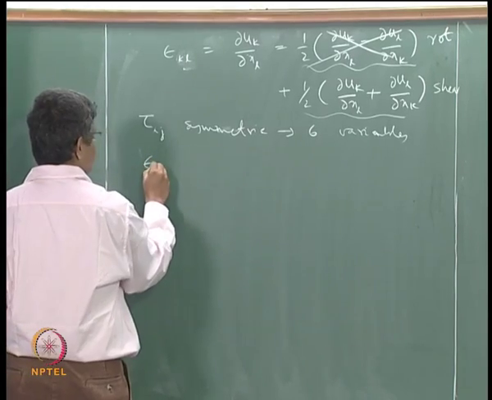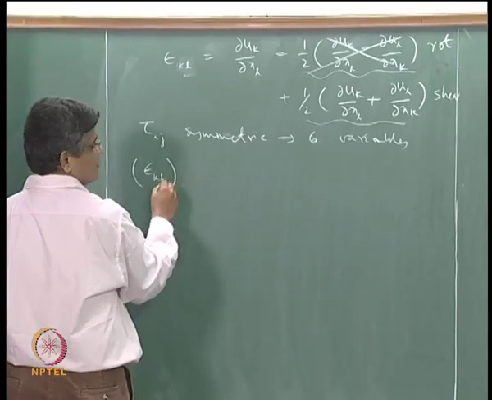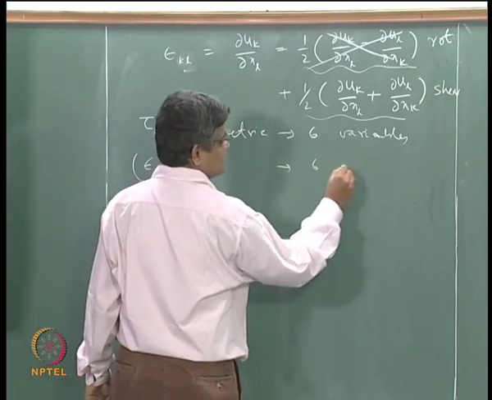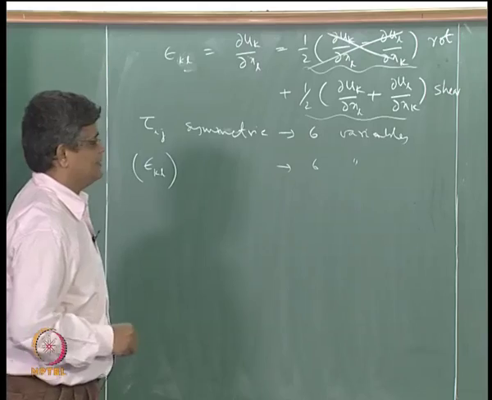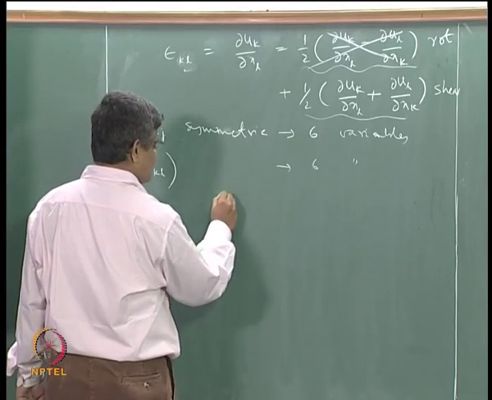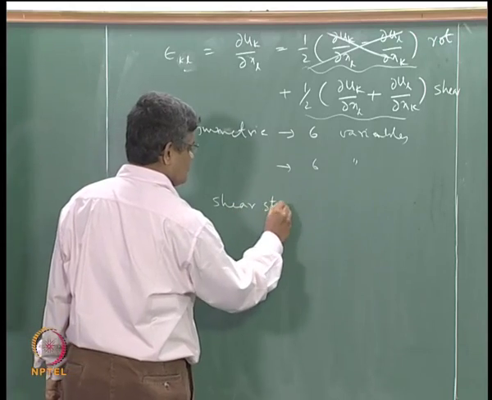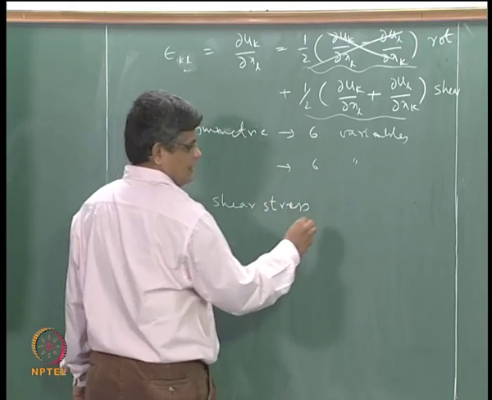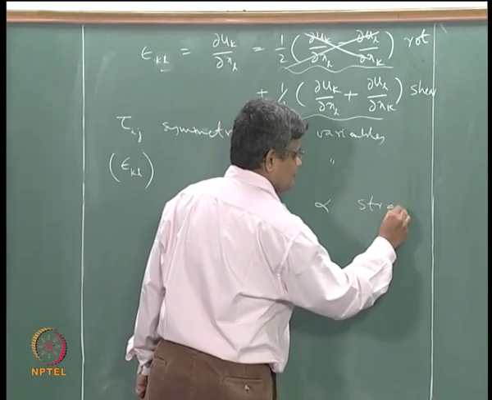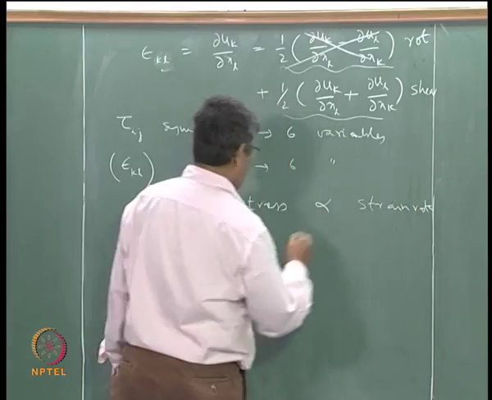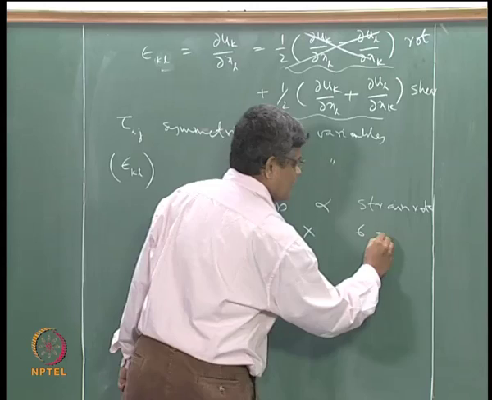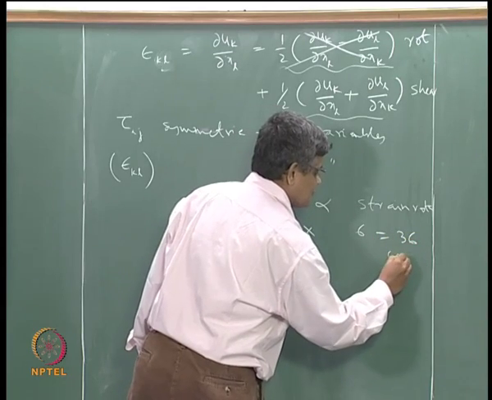Even the epsilon KL component, which is defined now in this way, will also have 6 strain rate components, so that the relation between shear stress as being proportional to the strain rate will involve only 6 components and 6 components here, so that it will have only 36 constants.